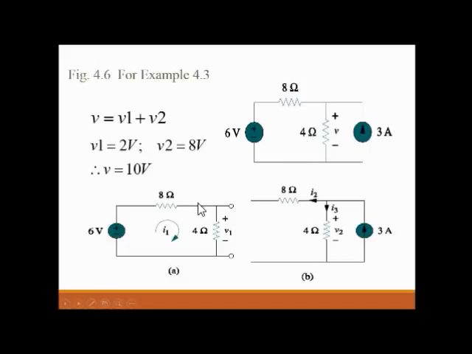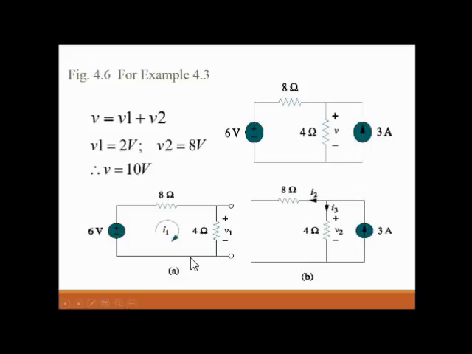Now we have two processes, or we can split this whole network into two different halves, that is A and B. In case A, we are considering the voltage source, so we are open circuiting the current source, and in the second case we are short circuiting the voltage source and considering the current source.